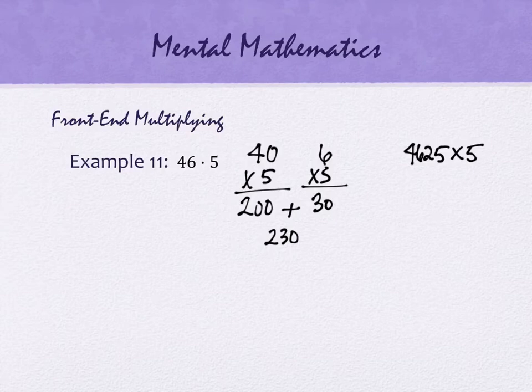So this method has some restrictions. It doesn't just work forever. It really works in some smaller scenarios. Everybody good with that? So you're just breaking it apart and you're doing the individual pieces of multiplication, the front end, and then you're adding together at the back end.